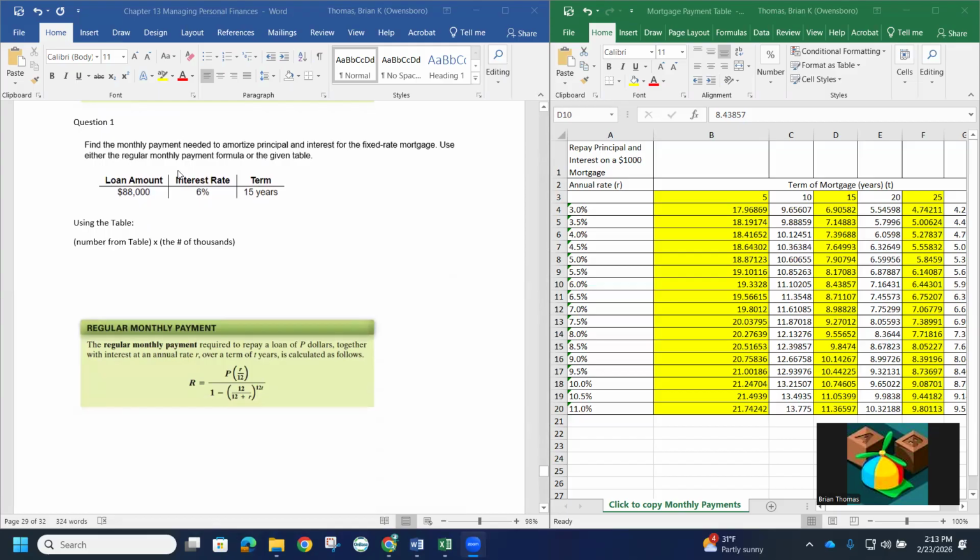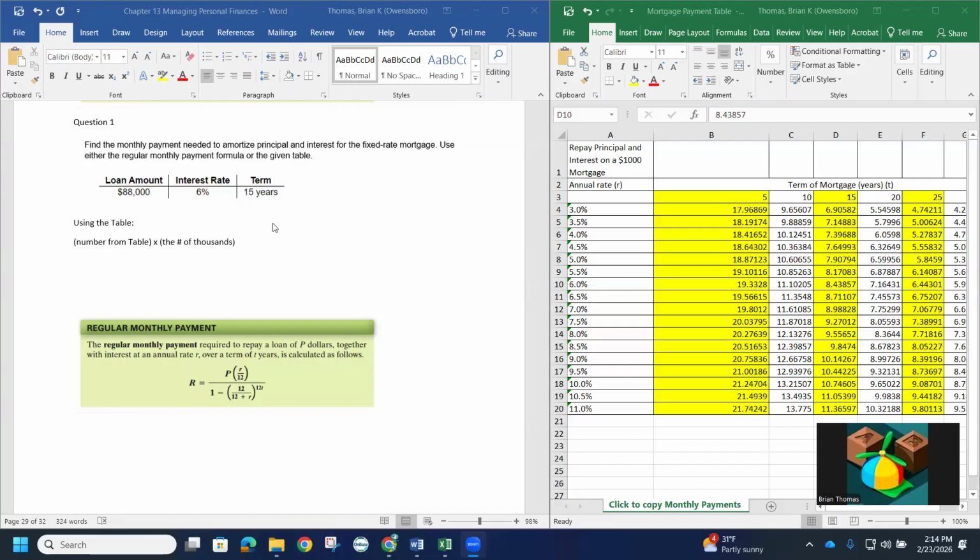So in question one, we want to find the monthly payment needed to amortize the principal and interest for a fixed rate mortgage. Use either the regular monthly payment formula or the given table. The given table is actually pretty easy. In the table, all I have to do is identify the number in the table and multiply that by the number of thousands.